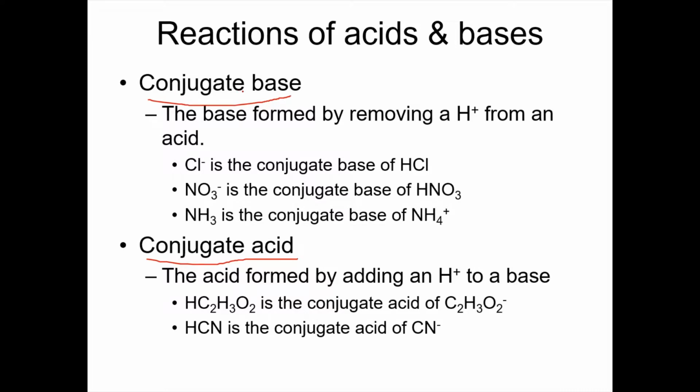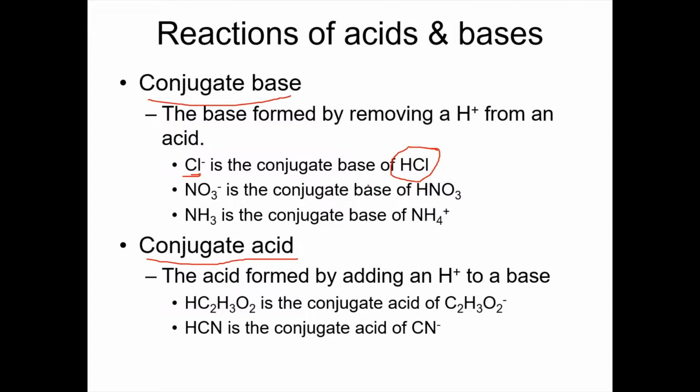The conjugate base of an acid, every acid has a conjugate base, by the way, and every base has a conjugate acid. And they are conjugate bases of specific acids because the conjugate base is the base formed by removing an H plus from an acid. So if I started with HCl and I removed an H plus from HCl, I get Cl minus. So Cl minus is the conjugate base of HCl.